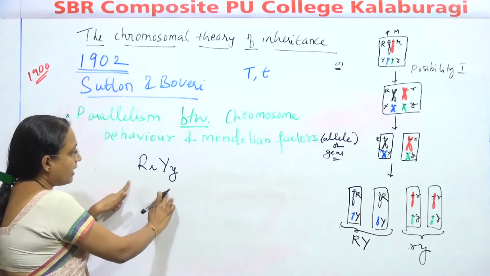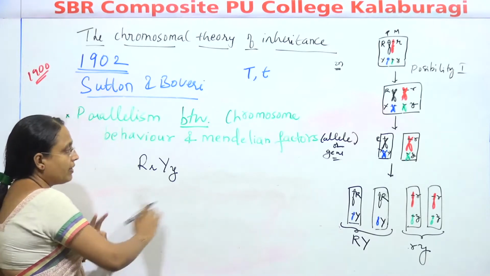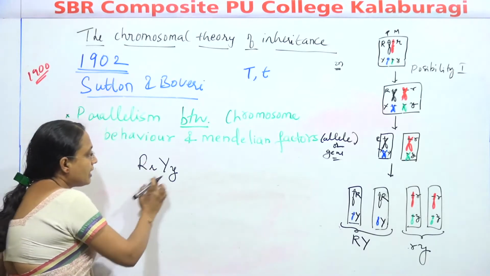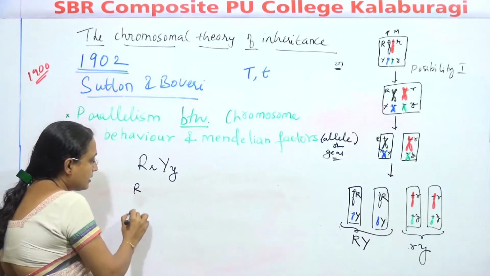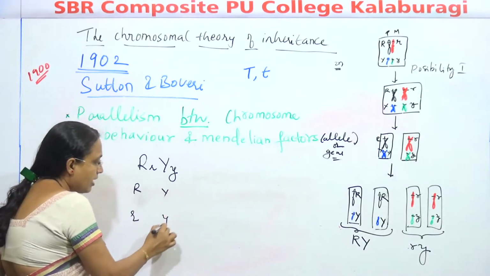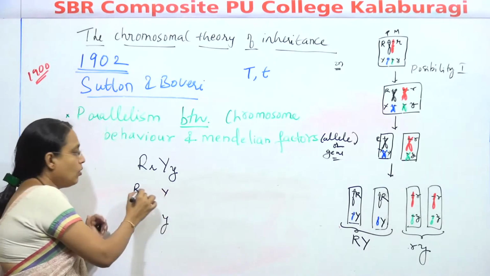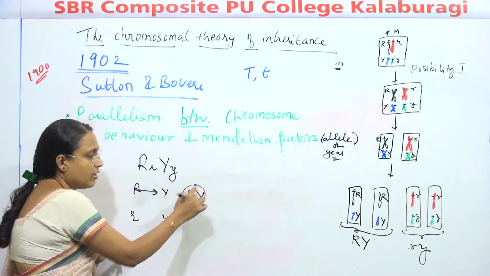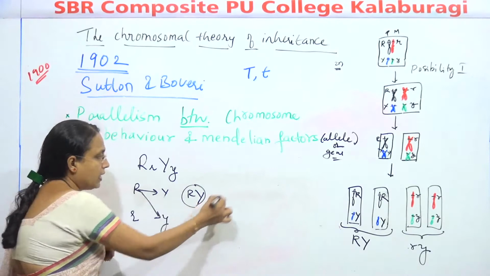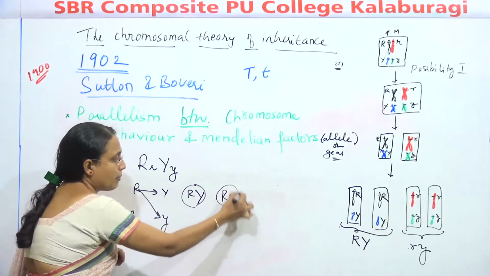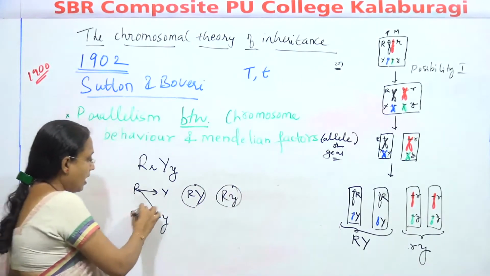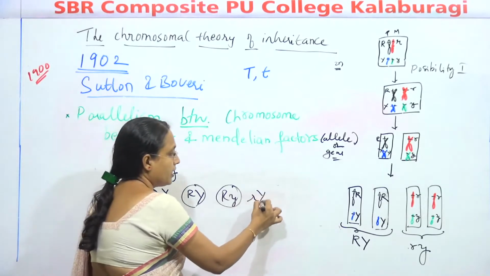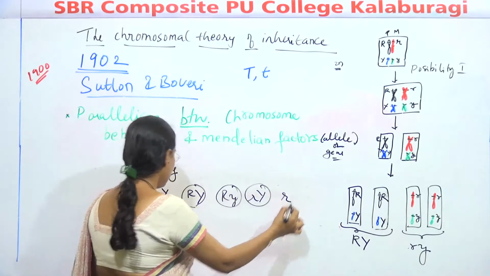Now, what are those gametes? First, segregation always occurs during formation of gametes, then they combine. So, if you see these individually, they segregate. This is segregation, and they should combine. R can combine with capital Y and produce a gamete, R with capital Y. R can combine with small y and produce another gamete. Similarly, small r is going to combine with capital Y, and small r is going to combine with small y.